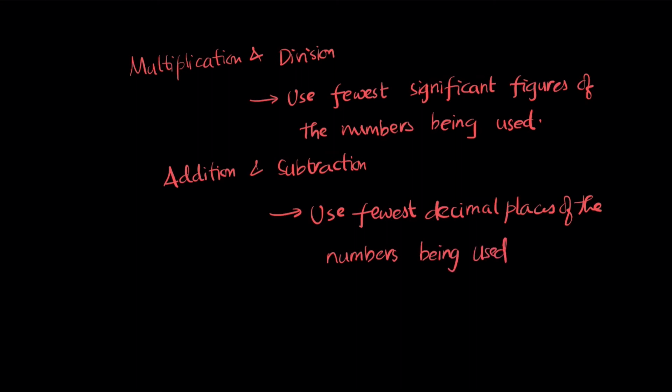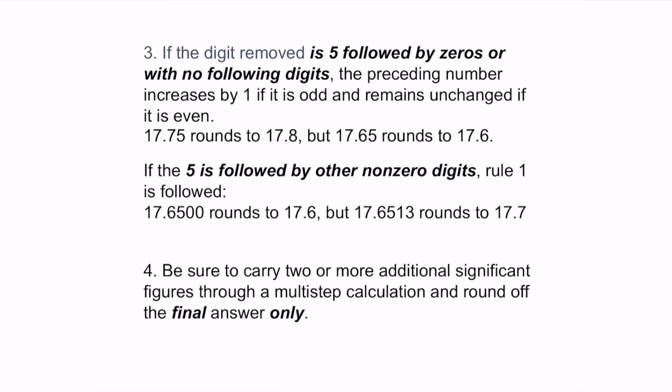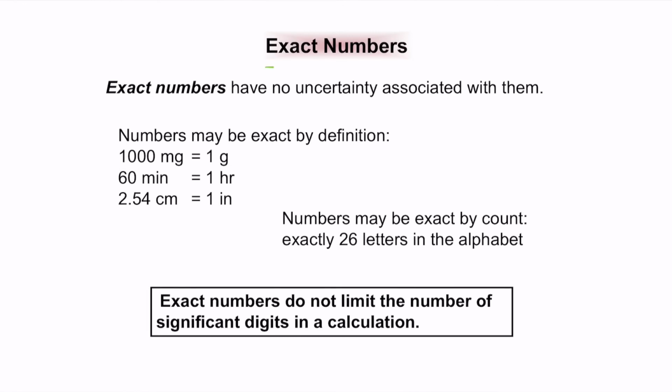So focus on the fewest significant figures and fewest decimal places. When addition and subtraction, we focus on the fewest decimal places. When multiplication and division, we use the fewest significant figures. So remember this topic because we are going to use this throughout organic chemistry, general chemistry and everything again and again. So we already discussed rounding off, so I am not going to discuss it again. So let's continue and let's talk about exact numbers.